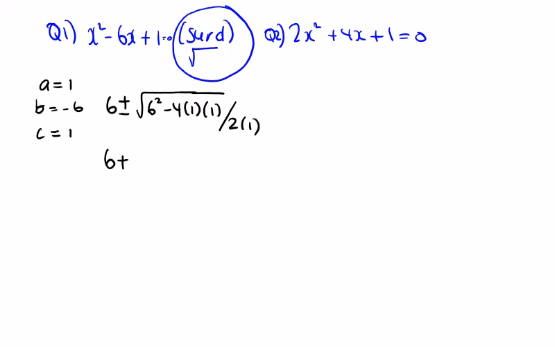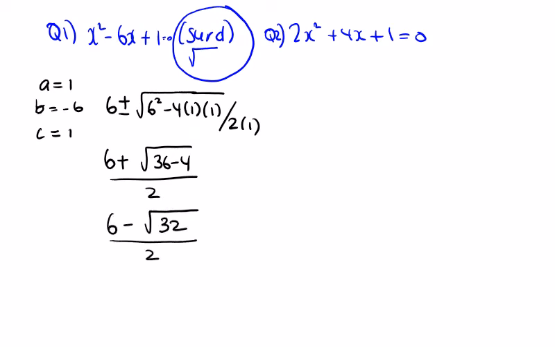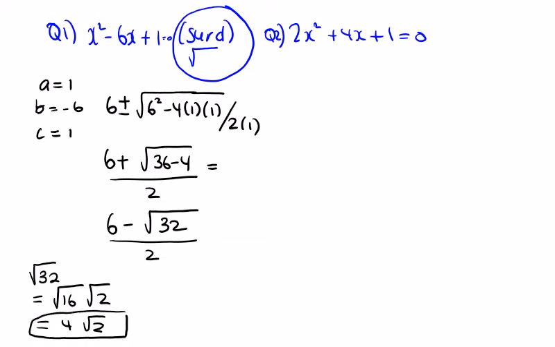So we get 6 plus the square root of 36 minus 4 over 2, and 6 minus the square root of 32 over 2. So the square root of 32, we've seen this in a previous lesson, is equal to the square root of 4 by the square root of 8. It's also equal to the square root of 16 by the square root of 2, which is equal to 4 root 2, which is what your calculator will give you if you type it in.